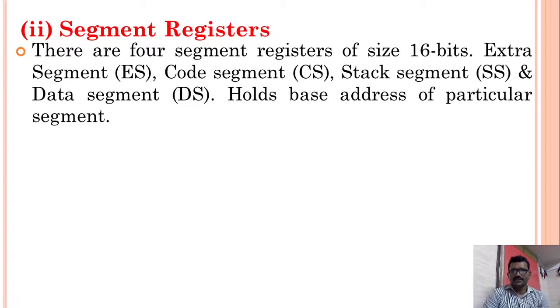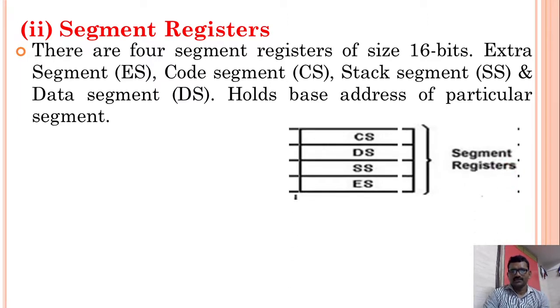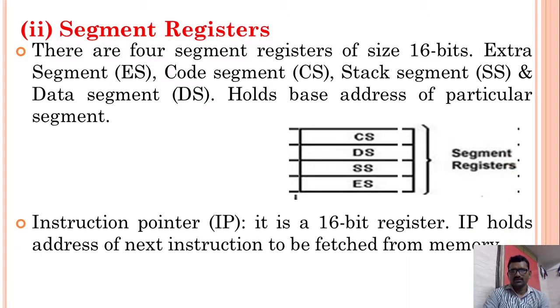Coming to the segment registers available in the bus interface unit of 8086, there are 4 segment registers because the 8086 microprocessor works with 4 segments at any instant of time. The segment names are extra segment, code segment, stack segment, and data segment. These segment registers are 16-bit in size. These registers hold the starting or base address of a particular segment.